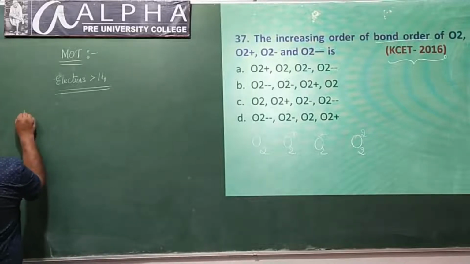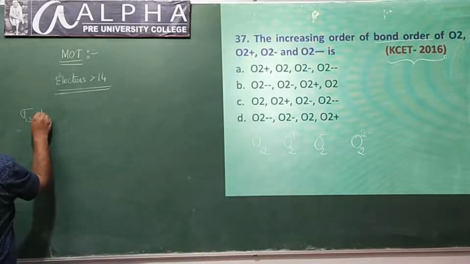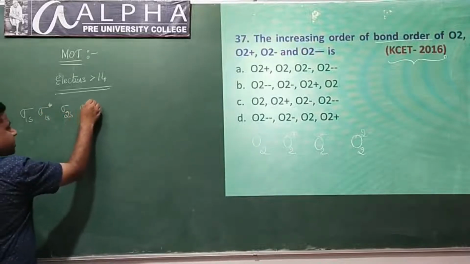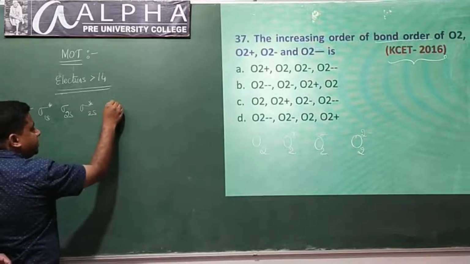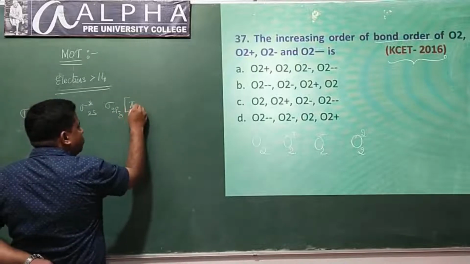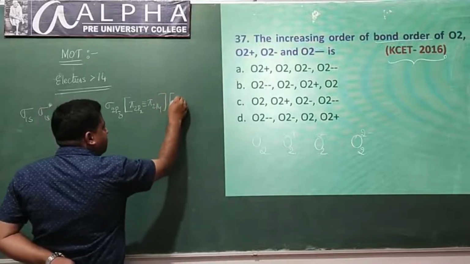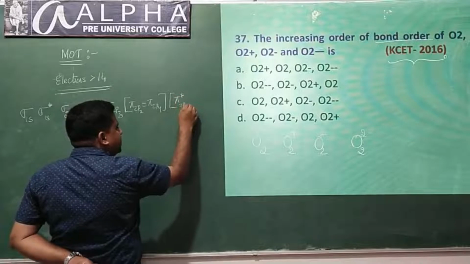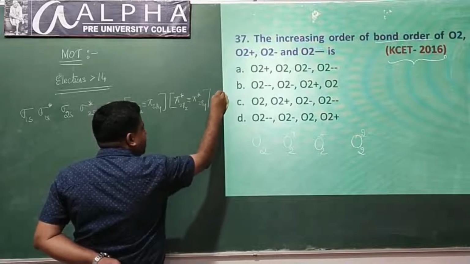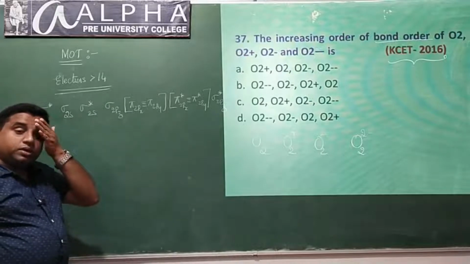Of course it's going to be sigma 1s, sigma star 1s, sigma 2s, sigma star 2s, sigma 2pz, and then pi 2px equal to pi 2py, then pi star 2px equal to pi star 2py, and then sigma star 2pz. Understood? Sigma star 2pz.